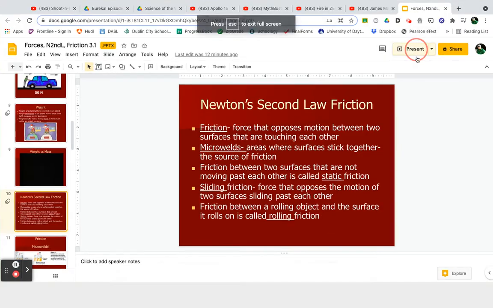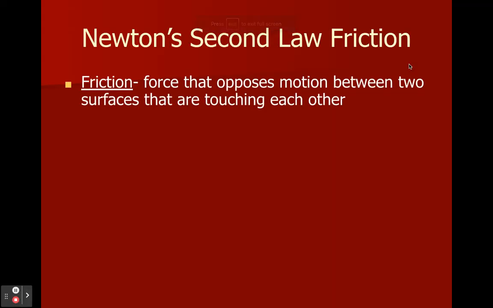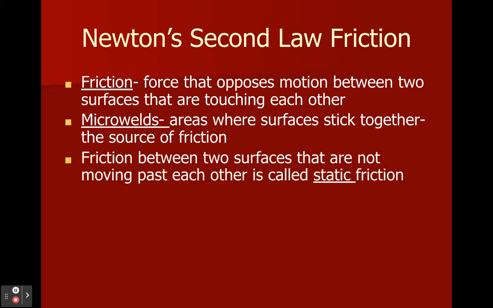All right. So now we also need to talk about this term called friction. Friction is a force that opposes the motion between two things that are touching. They're held together by things called microwelds. These are areas of surfaces that are sticking together and is the source of all friction. I'll show you a picture of that here in a second.